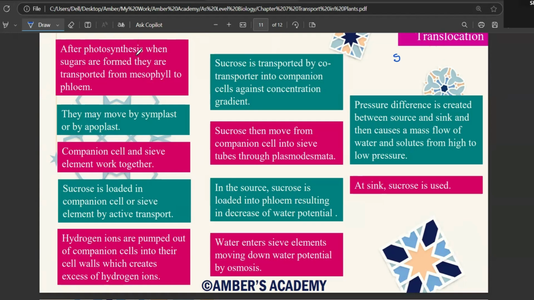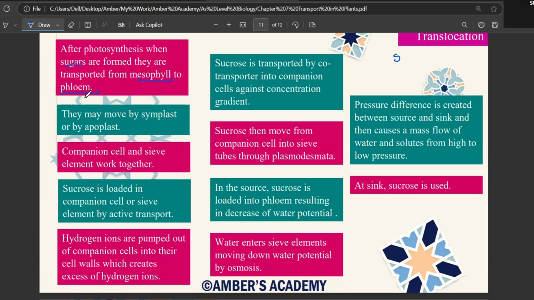The glucose for plant is synthesized. And after photosynthesis, when sugars are formed, they are transported from mesophyll to phloem. So in step number 1, we mentioned this in the previous class. In mesophyll, it's the main site of photosynthesis, because in palisade mesophyll, there's a huge quantity of chloroplast, right? So palisade mesophyll is the main site of photosynthesis. There, the process of photosynthesis has taken place. Then the sugar is formed, and it's now transported from mesophyll to phloem.